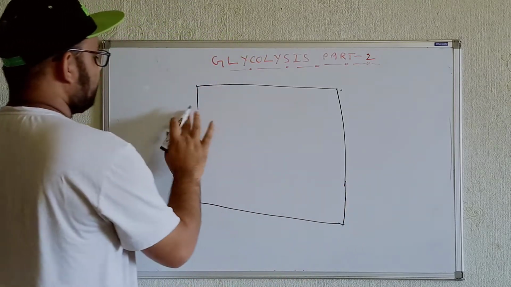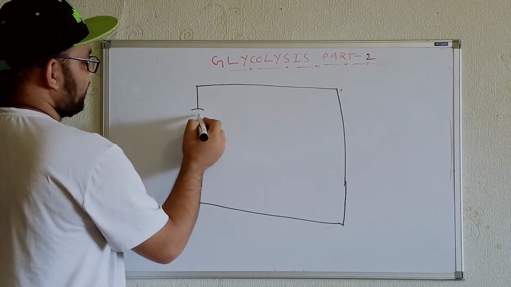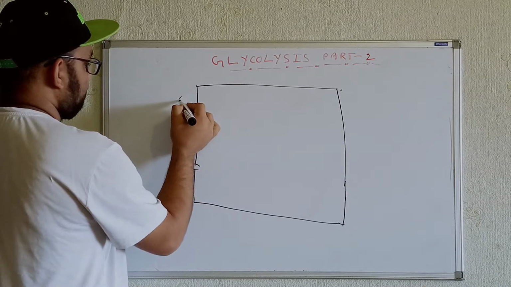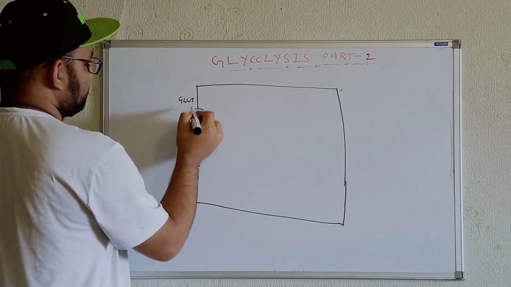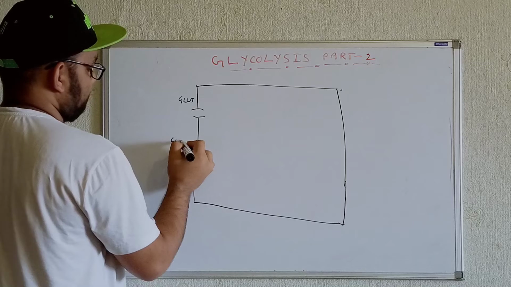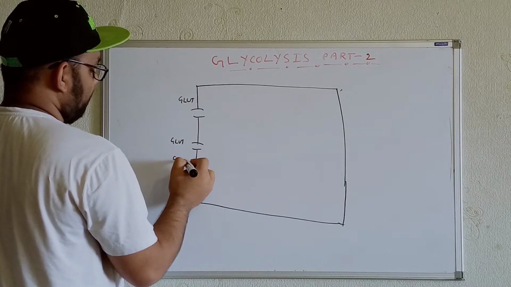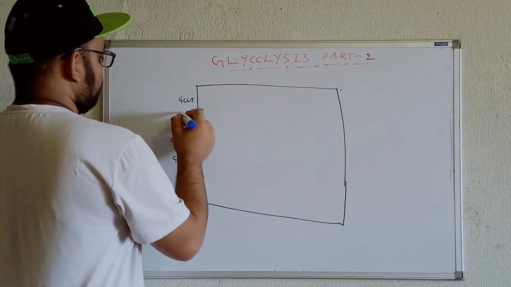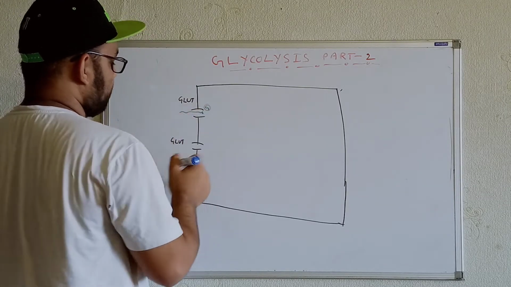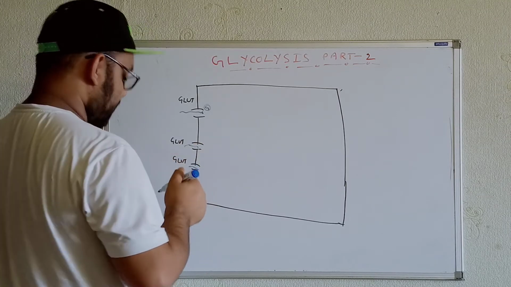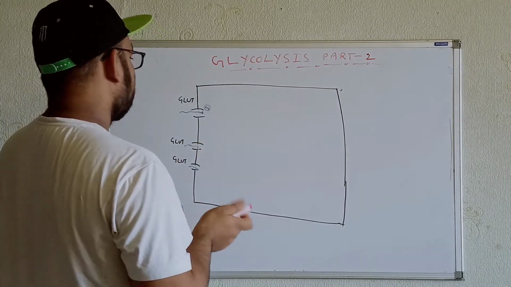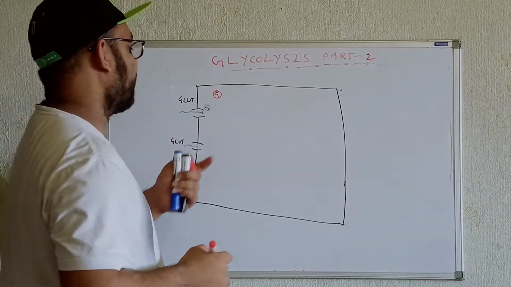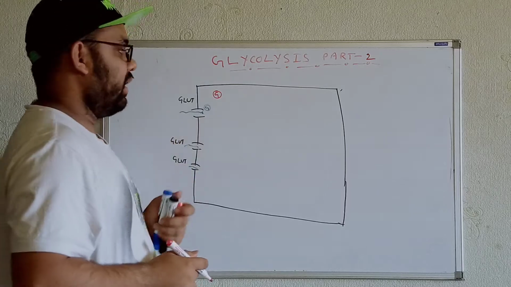Within the cells there are different types of transporters. I have already discussed the blood transporters, by which glucose is taken into the cells. Now, once the glucose is inside, there is a chance for the glucose molecule to go back from within the cells to the outside. That's the first step.